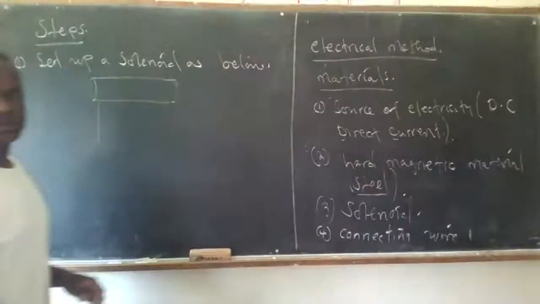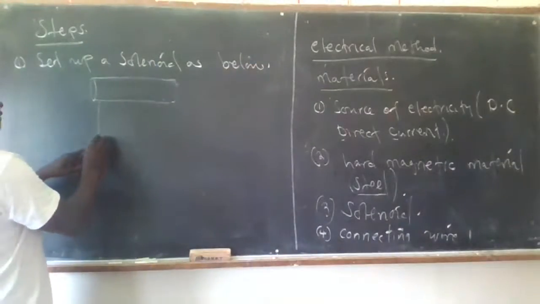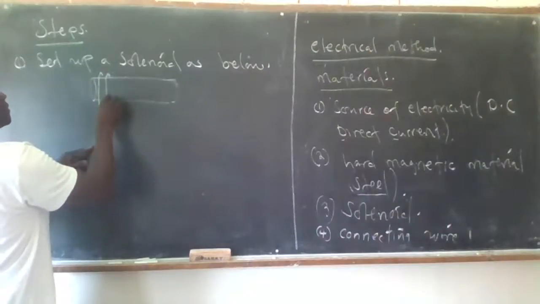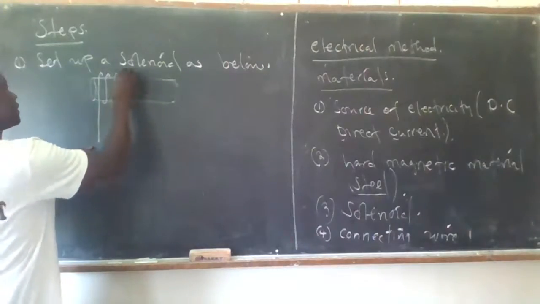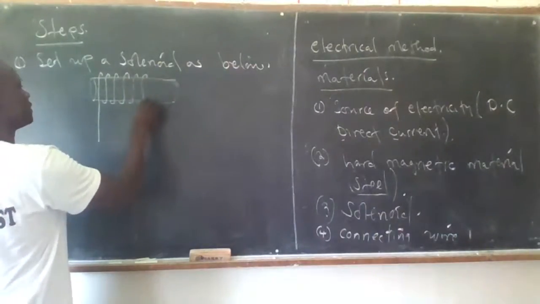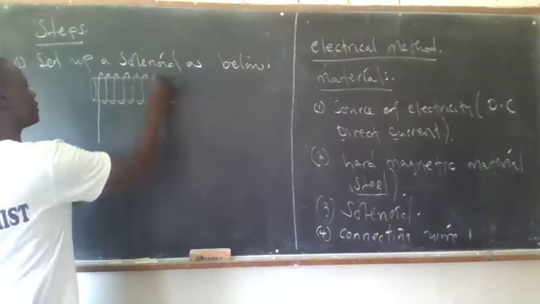Connecting wire must also be there. So how is it done? We're going to have our connecting wire wound up in that way. These ones here are insulated copper wires.